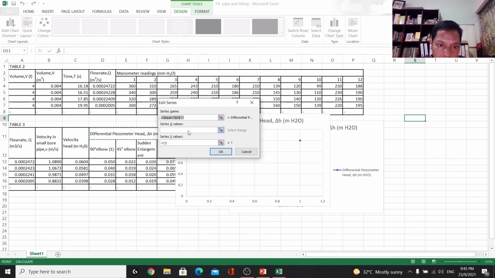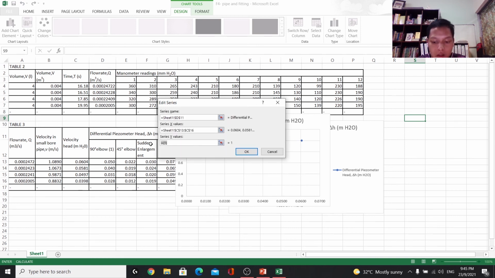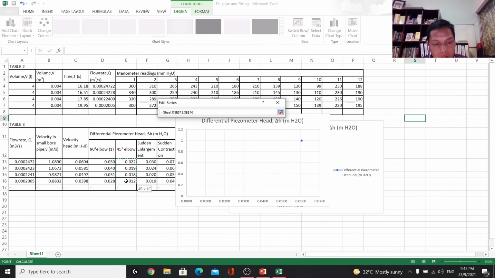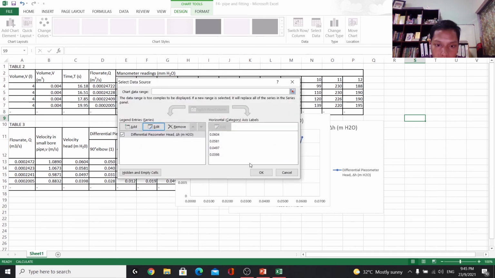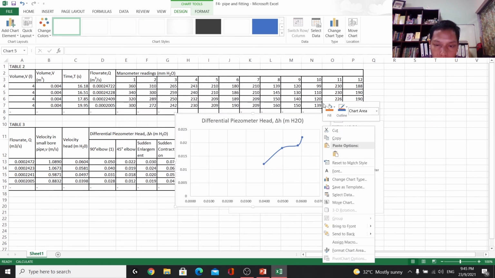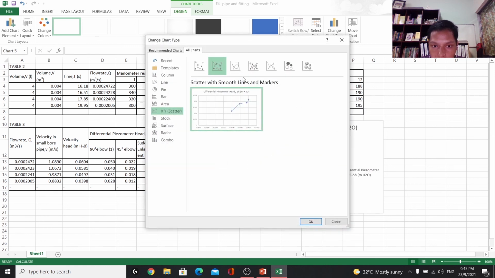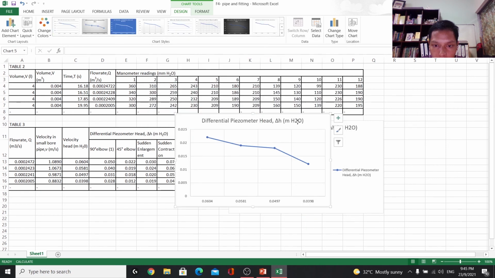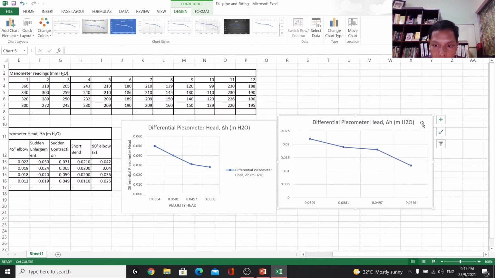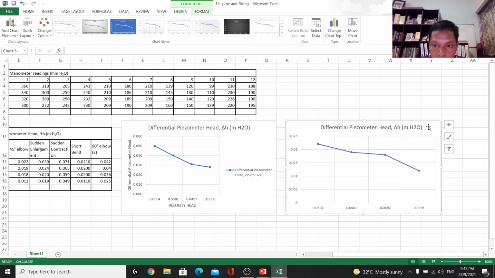edit, and then for the series X value we choose velocity head, okay, and the other one is the 45-degree elbow, so we put okay, and then okay. So we change chart type, so we put line here, we take this one, and then we okay, and this is number 2, the graph for the 45-degree elbow.